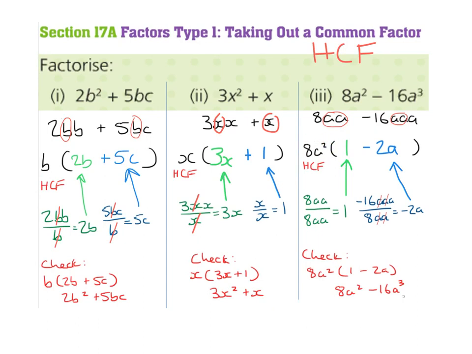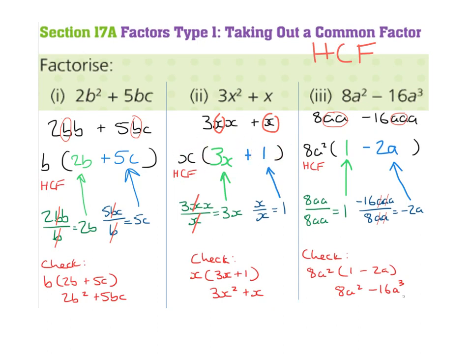So going back to the first question, we took the 2bb, divided it by the b, and we're left with 2b, which went into the brackets. Then took the 5bc, divided by the b, which left us with 5c, which also went into the brackets. So this was the answer for the first one. In the second example, we took 3xx divided by x, and we're left with 3x, which went into the brackets. Then we had x, which again we divided by x. x divided by x is 1, so plus 1 went into the brackets. So this was our answer.